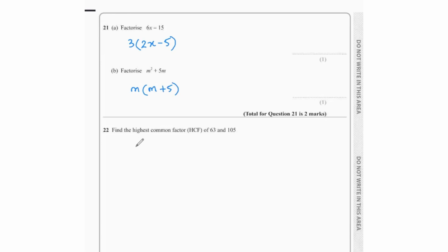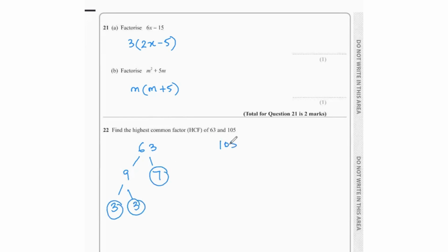Then question 22 says find the highest common factor of 63 and 105. So the highest common factor of 63 and 105 is going to be what? To find it, we can prime factorize these. 63 is 9 times 7. 9 is 3 times 3. So these are our prime factors.